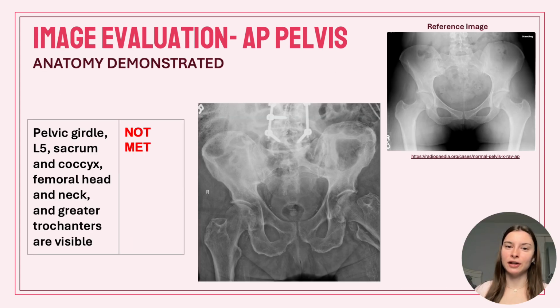So moving into the image evaluation for an AP pelvis, we have anatomy demonstrated. The criteria is pelvic girdle, L5, sacrum and coccyx, femoral head and neck, and greater trochanters are visible. And then I do have a reference image of what this projection should look like. But I did say not met for this criteria because the entire left greater trochanter is not fully visible, and this is due to tilt of the pelvis and external rotation of that left lower limb due to the fracture. So you can't see that whole greater trochanter on the left here.